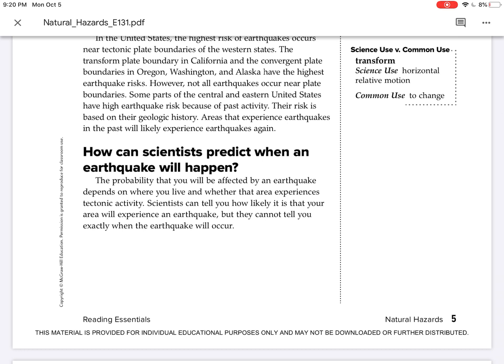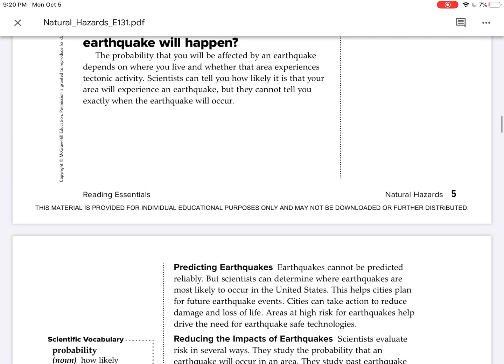How can scientists predict when an earthquake will happen? The probability that you will be affected by an earthquake depends on where you live and whether the area experiences tectonic activity. Scientists can tell you how likely it is that your area will experience an earthquake, but they cannot tell you exactly when the earthquake will occur.